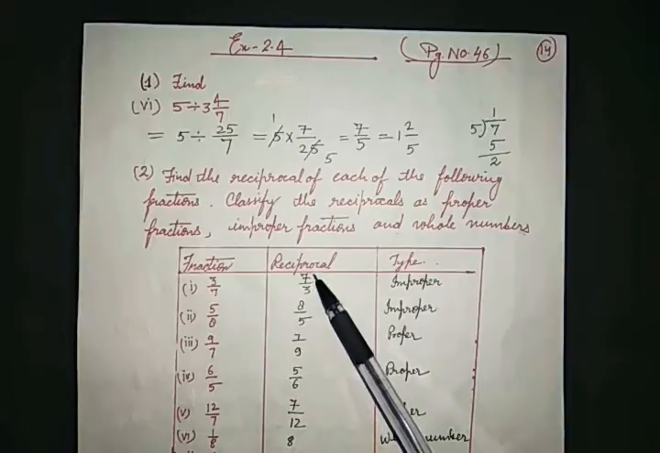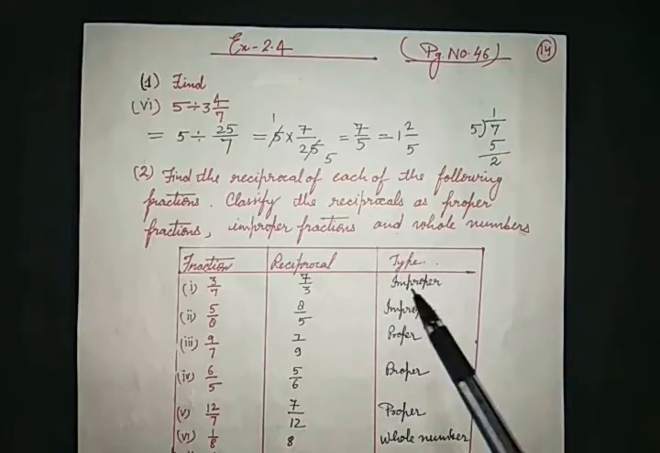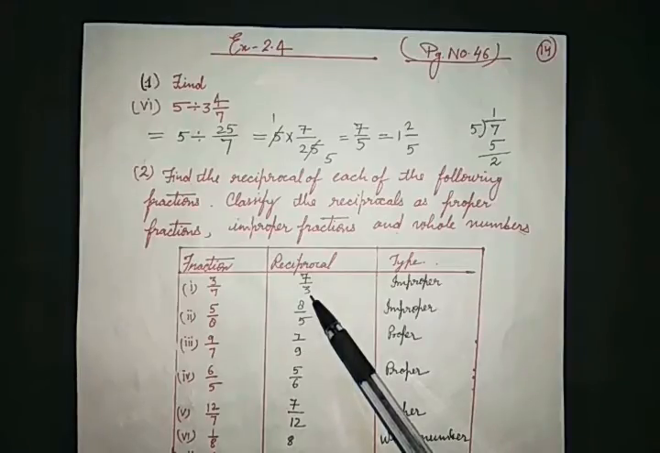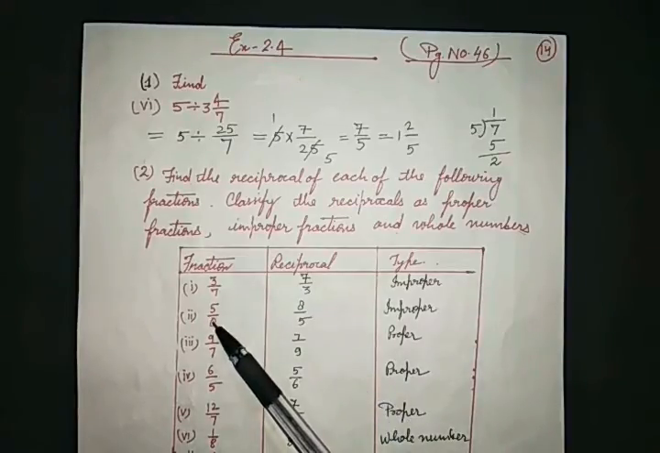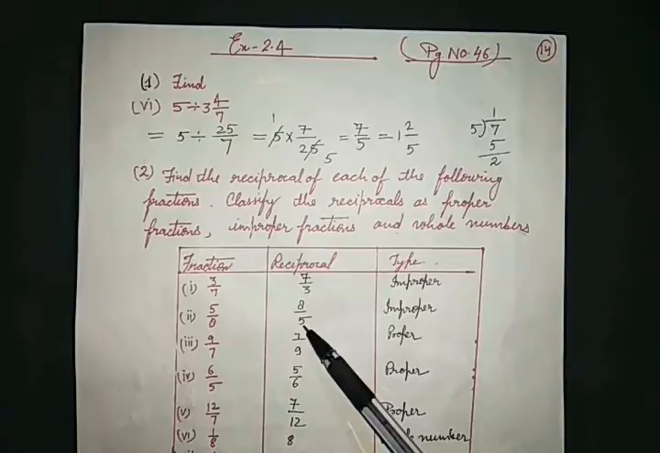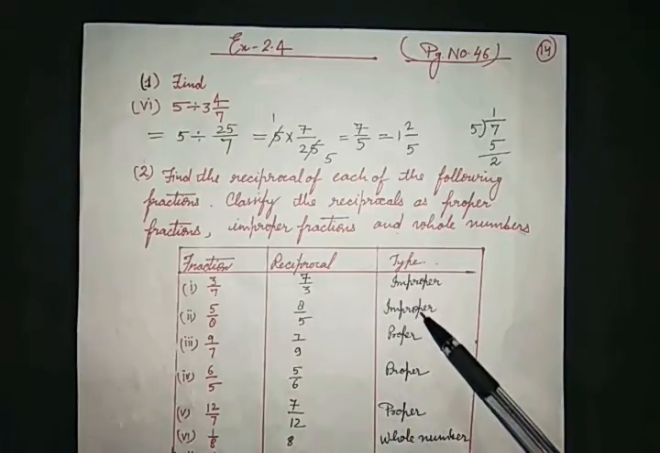And now, which type of fraction is it? It is an improper fraction. You know why? Because its numerator is greater than the denominator. Now see the next one. 5 upon 8. Reciprocal is 8 upon 5. Numerator is greater than denominator, so it is improper.